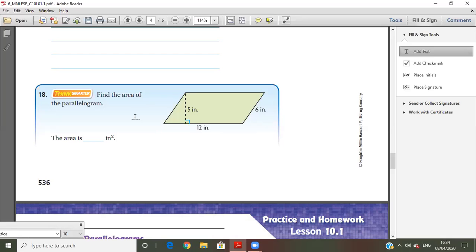Why is it a think smarter question? Because they have given you 3 measurements here. They have given you the height as well as the base, and they have given you the side length also. But to find the area of a parallelogram, we do not need the side length. We only need the height and the base. So you have to be smart enough to remove this part. We don't need this side length. Okay, so the area is going to be B multiplied by H, which is the base, 12, multiplied by 5. So what's the area going to be? It's going to be 5 12s are 60 square inches.